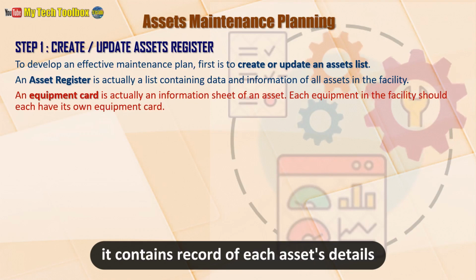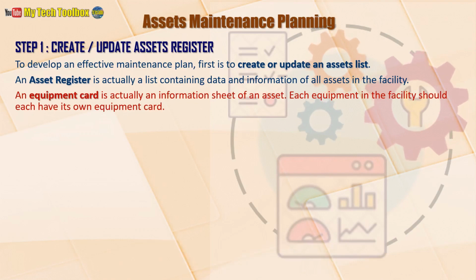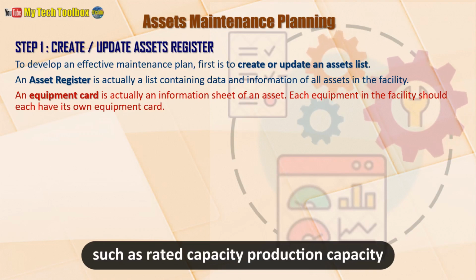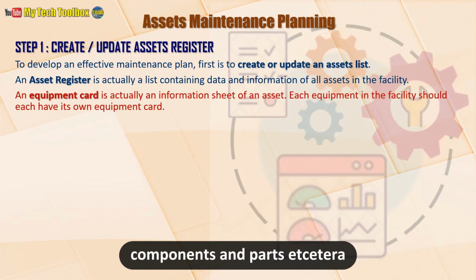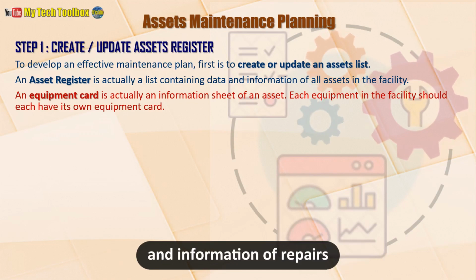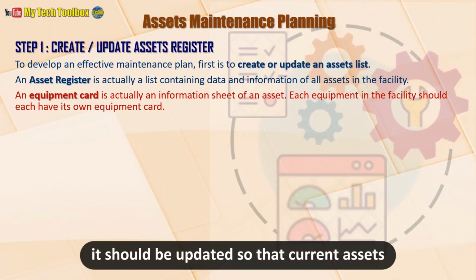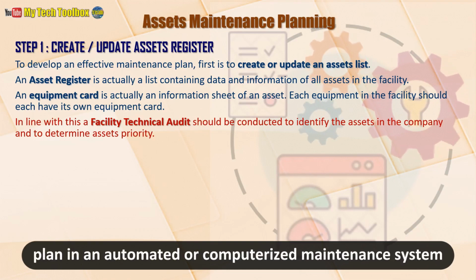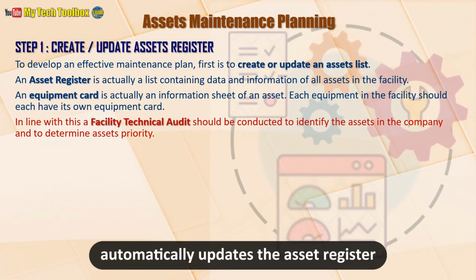It contains a record of each asset's details, including type, location, model number, serial number, installation date, and warranty information. It should also contain technical data such as rated capacity, production capacity, electric power requirement, components and parts, etc. In many maintenance systems, the equipment card also contains data and information of repairs and maintenance, improvement, and movement of an asset. For an existing assets register, it should be updated so that current assets data will be used in the formulation of a maintenance plan. In an automated or computerized maintenance system, updating a maintenance card automatically updates the asset register.